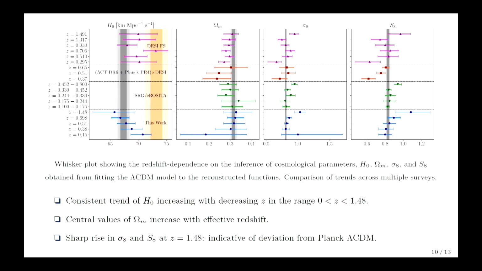Thanks for the nice talk, Purva. Can you please go back to the whisker plots? Yeah. So, if I understand correctly, for say H0, at around z equals 1.49, the error bars are relatively large. And for omega matter not, like for z equals 0.15, the error bars are large. And consequently, for S8 also, the sigma 8 and S8, they are also large. So how do you interpret this? I mean, is this a good thing or a bad thing?